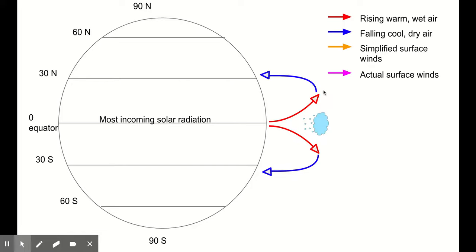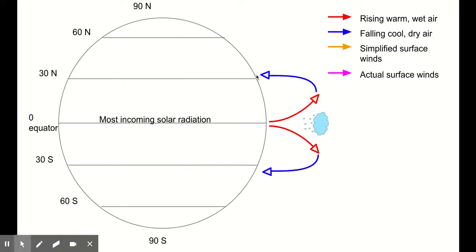And so the first place that the cool, dry air can sink is pushed north to 30 north, or pushed south to 30 south. Now, this air that's falling, remember, has lost all of its precipitation. It's lost all of its water vapor already. So it's super dry. It's also really cold, which is why it's sinking down.